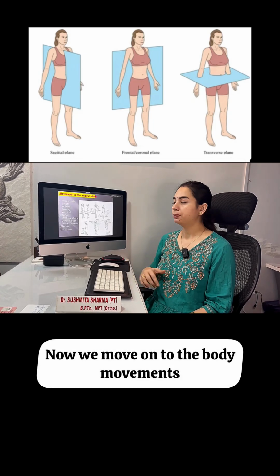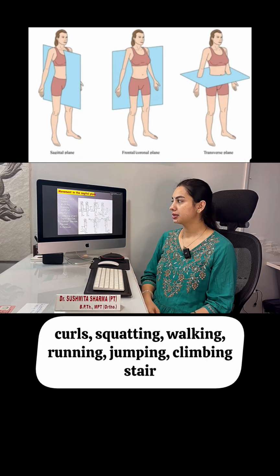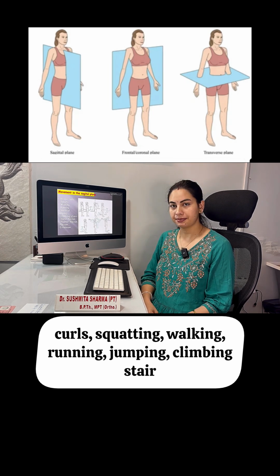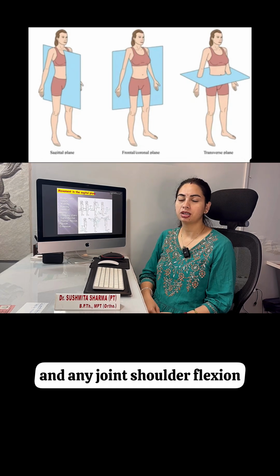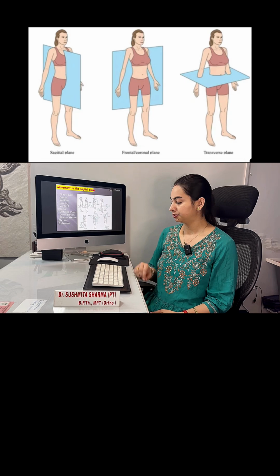Now we'll move on to the body movements which are occurring in sagittal plane: bicep curls, squatting, walking, running, jumping, climbing stair, dorsiflexion, plantar flexion and in any joint of the body, shoulder flexion or extension, etc.